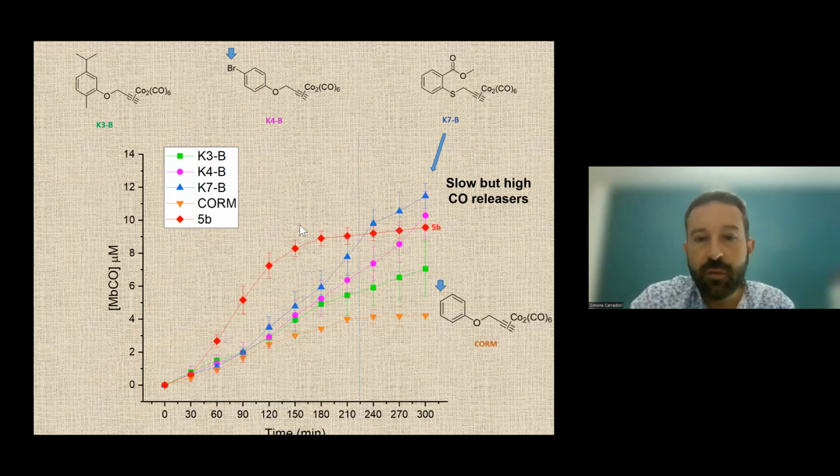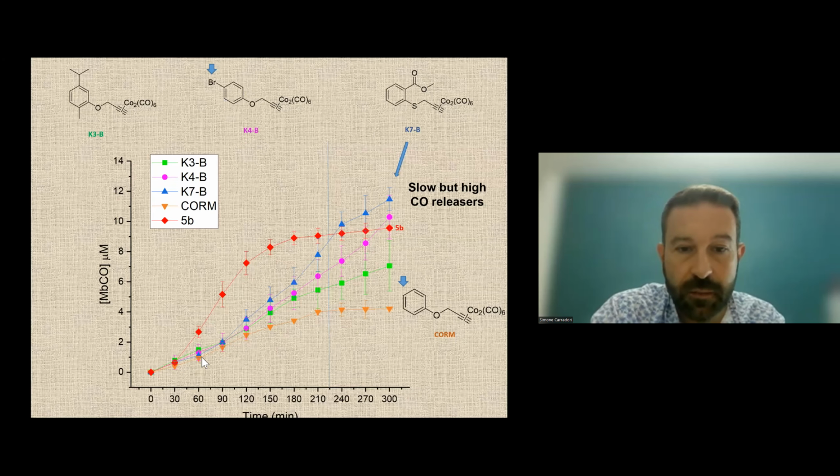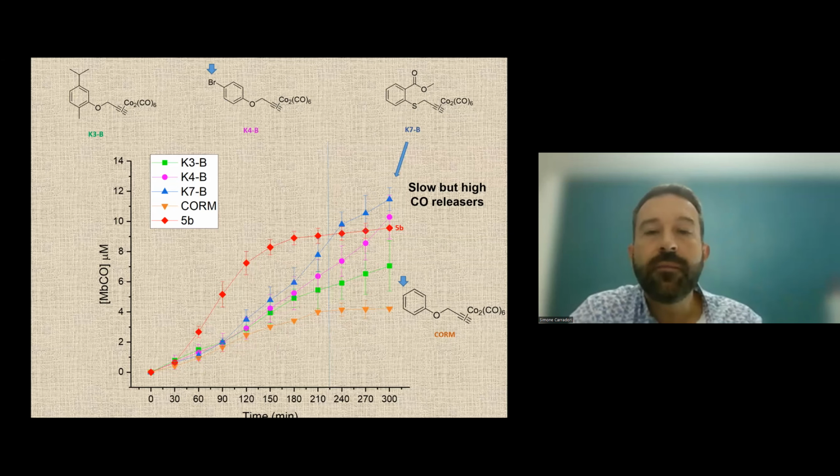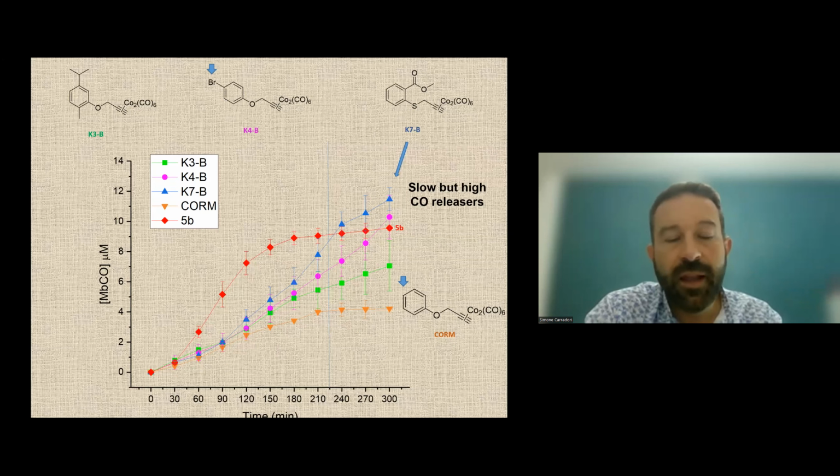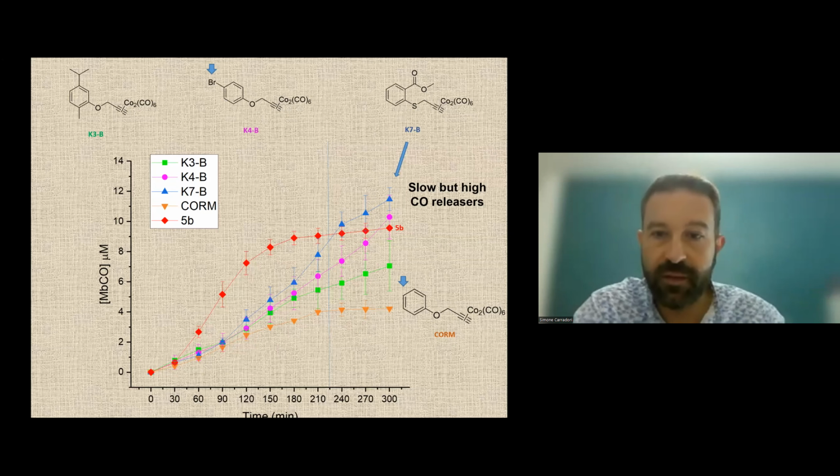Regarding the other derivatives, as you can see, they can release more than the previous ones. In particular, it's interesting to note that K4B, which is very similar to CORM-1 as a reference drug, differs just by the presence of a bromine atom on the para position of this aromatic ring. As you can see, this is CORM-1, the orange one, and this is K4B with the bromine atom. We have an increase, so probably the presence of an electron-withdrawing group with this kind of linker can be beneficial to the release itself.